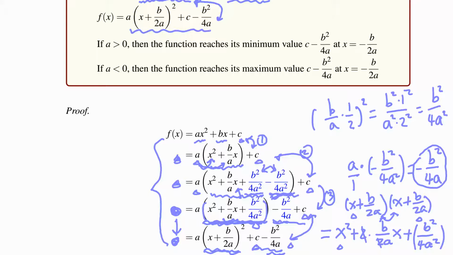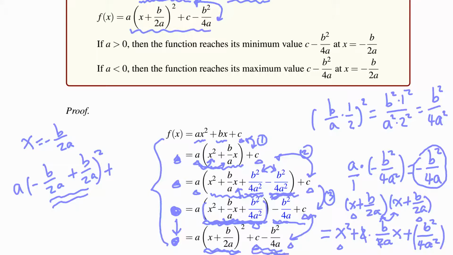What is vertex form used for? If we let x equal negative b over 2a, what do we get? We get a times negative b over 2a plus b over 2a squared. This is going to be 0. They cancel each other. And then we copy this one as c minus b squared over 4a.